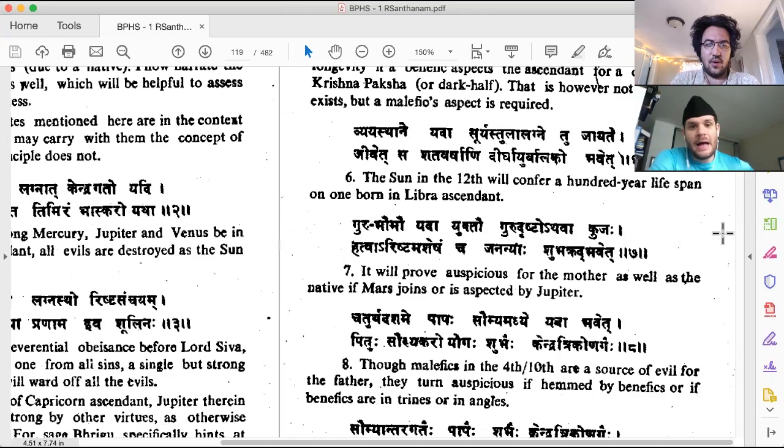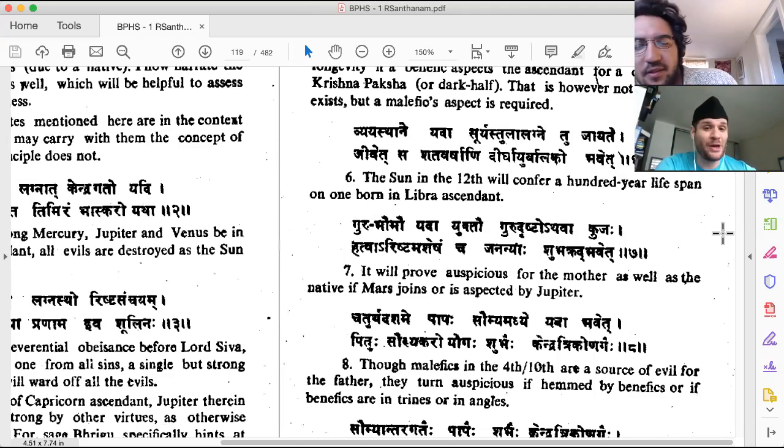But I don't know. This shloka, I find it really questionable. Because the sun in the 12th, the 12th is an apoklima, so it's a weak house, in principle. Yeah, this just doesn't make any sense to me. Like, why is it even here? It's so incredibly random. Why doesn't he give it for all the ascendants? Right? Maybe this is a special one. That's why he mentions it. I don't know, maybe, yeah.